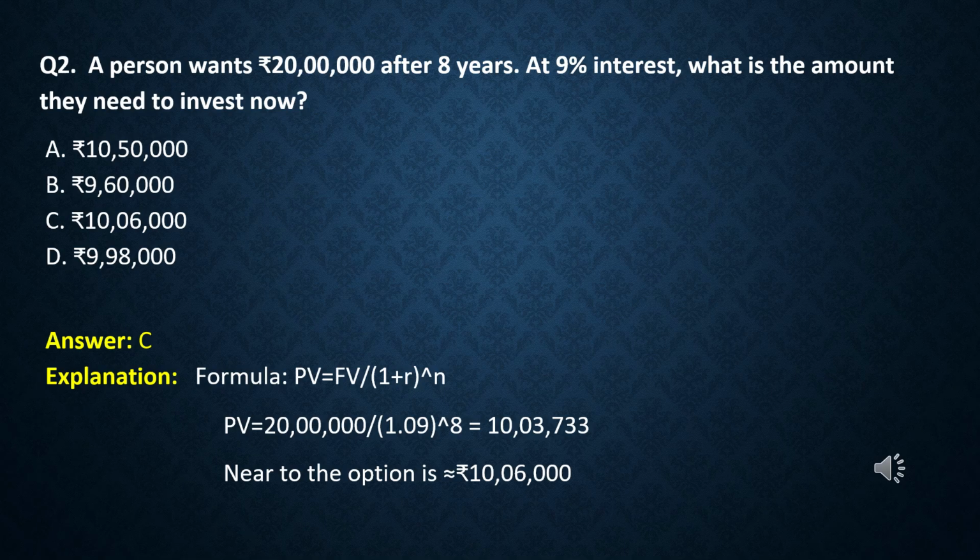Present value formula is future value divided by (1 plus r) whole to the power of n. Let's substitute all the values in the formula. So here PV equals future value, which is 20 lakh, divided by (1 plus r), r is 9%, so 9 by 100, whole to the power of 8, equal to 10 lakh 3,733. So the nearest option is 10 lakh 6,000.